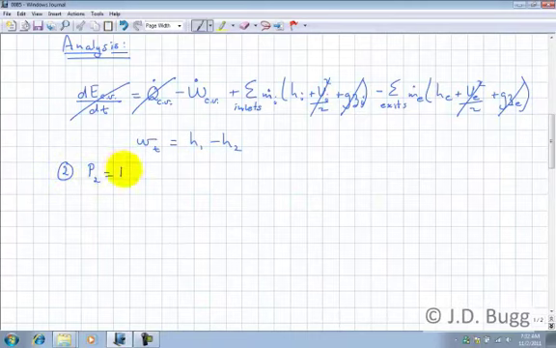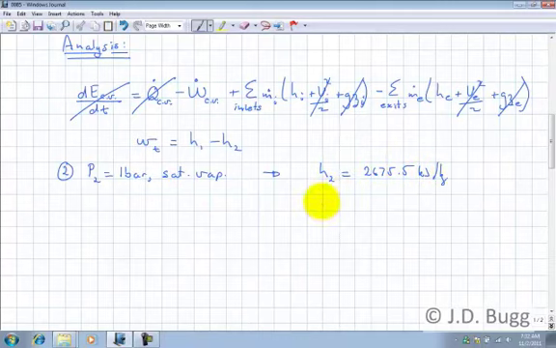So P2 is 1 bar, and it's a saturated vapor. So we can go straight to the saturation table for water, pressure, which is table A3, and we'll get h2 is 2675.5 kilojoules per kilogram, and we'll get v2 equal to 1.694 meters cubed per kilogram.